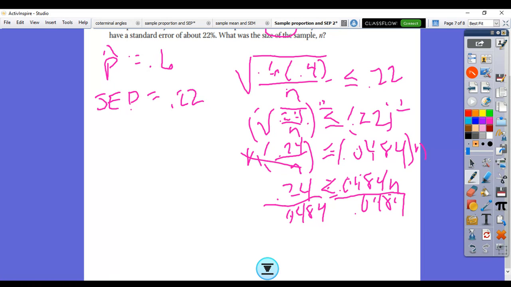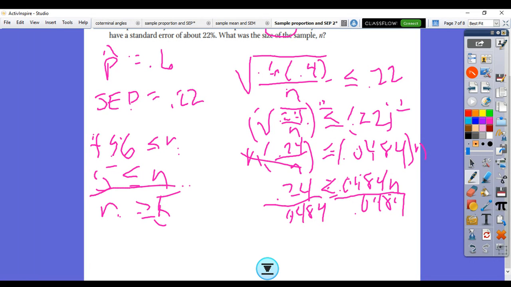That gives 0.24 divided by 0.0484, and you get 4.95 or 4.96. So 4.96 is less than or equal to n. Since a sample size can't be a decimal, it has to be an integer. You always round up, because if you round down, you would get the wrong answer, the error would be off. So I'm going to round that to 5, and flip that around: n has to be at least 5 to be within that error parameter.